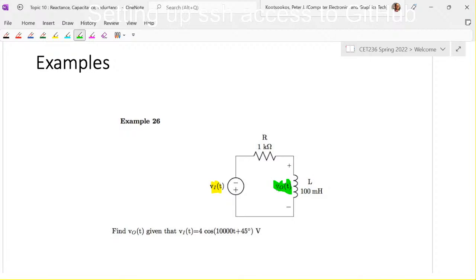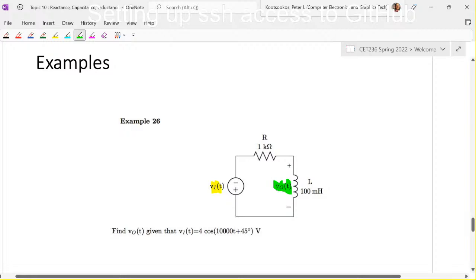So is Liam here? No? Sonia Lee. What do we do? If R was a resistor and L was a resistor, what will we do to find the output voltage, VO? And if the VI was just 10 volts, so.